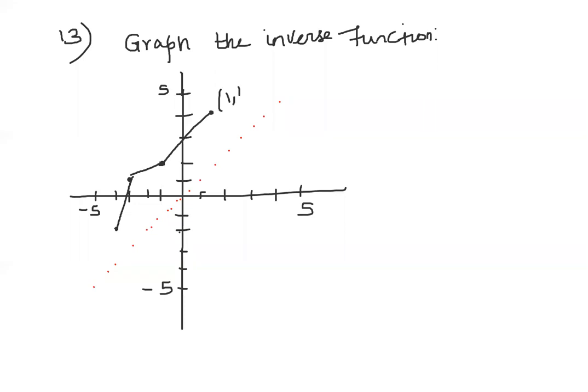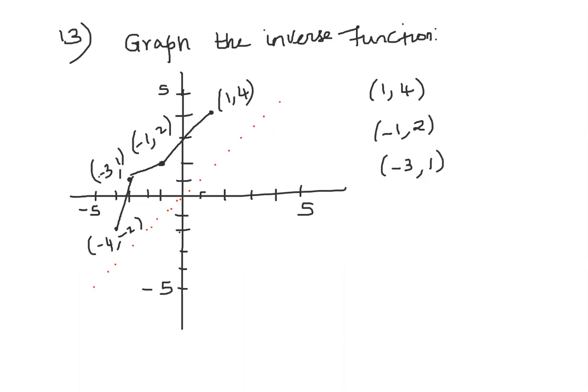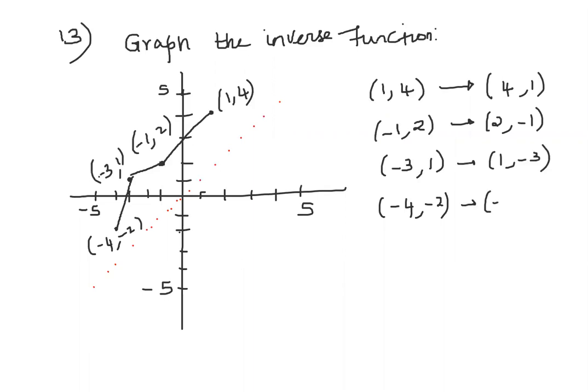So this is the function given: 1, 4. The next one is -1, 2, then -3, 1. And the last point is -4, -2. So it's easy to graph the inverse function. All we have to do is interchange x and y. So these are the points I had from the graph. Switch the x and the y: 4, 1; 2, -1; 1, -3; -2, -4.